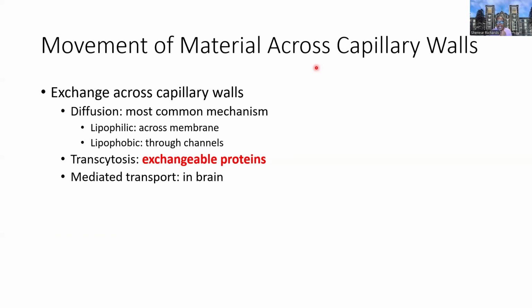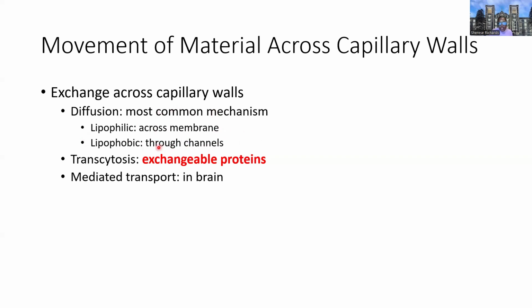So when we think about movement across the capillary wall, it's an exchange happening, so it's movement in both directions, and the most common mechanism for this is diffusion. So because of that, we're going to think about lipophilic substances that can go right across the membrane, which is simple diffusion, right? It can move right through that membrane if it's small in terms of its size, if it's lipophilic, and if it's uncharged, right? So when you think about the substances that are lipophobic or larger or charged, they are going to require a channel for some type of facilitated diffusion. So these are the most common mechanisms that we see for movement across capillary walls.